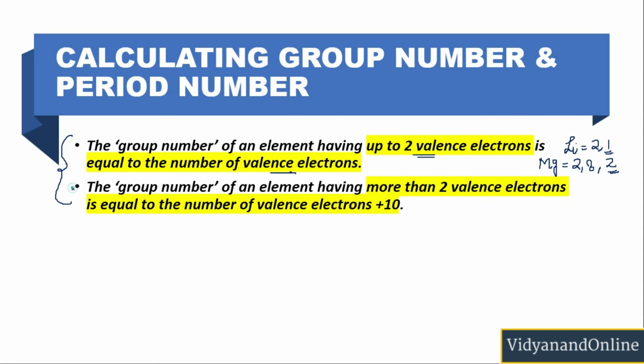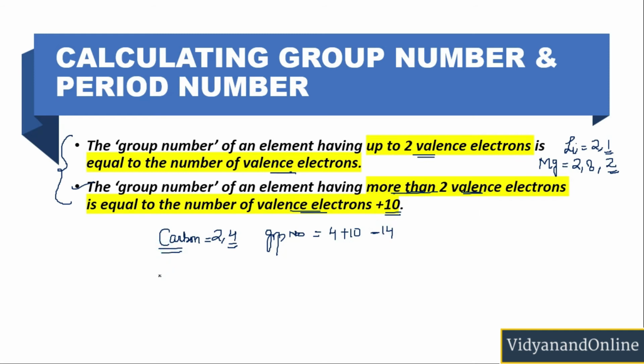Now the second point: for an element having more than 2 valence electrons, the group number will be equal to valence electrons plus 10. For example, if we have to calculate the group number of carbon, we know that carbon has the atomic number of 6. So it will be 2, 4. Now the valence electron, which is 4, is greater than 2. So if you have to calculate its group number, it will be valence electron plus 10, which is 14. So carbon belongs to the 14th group.